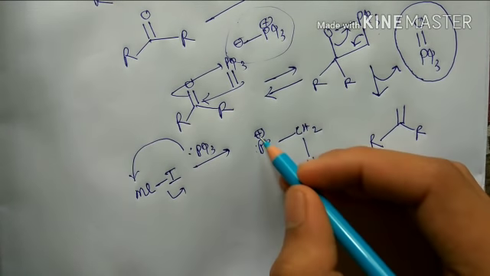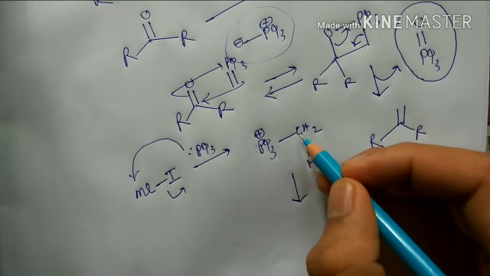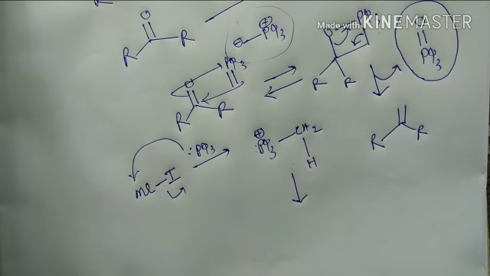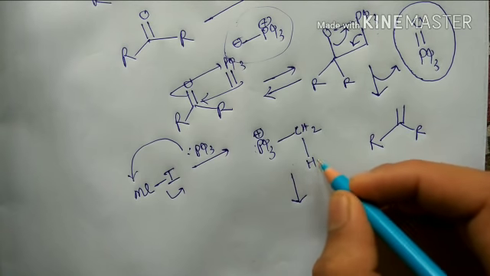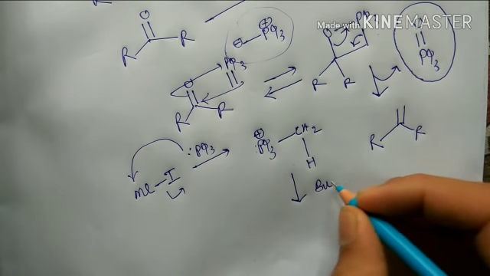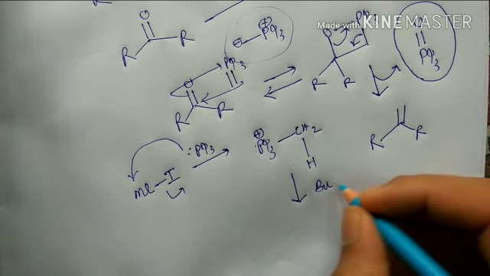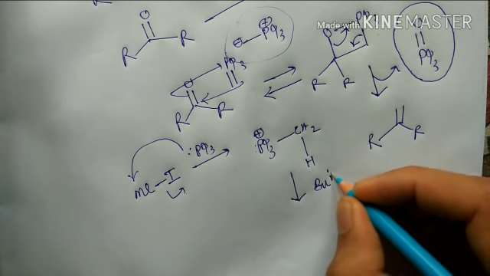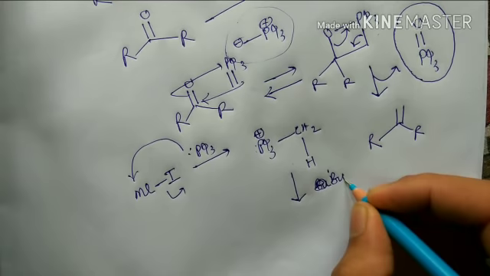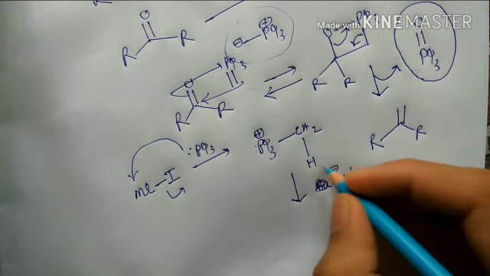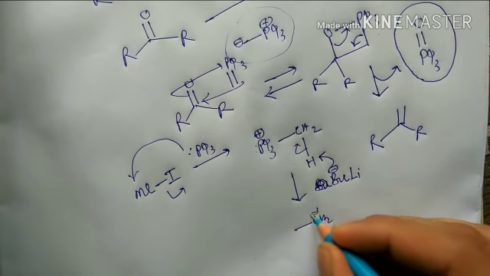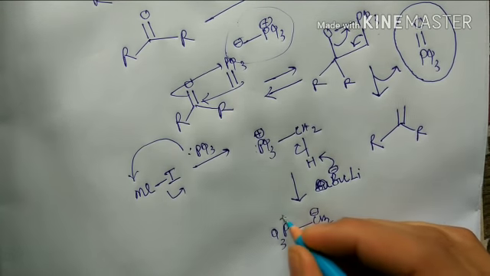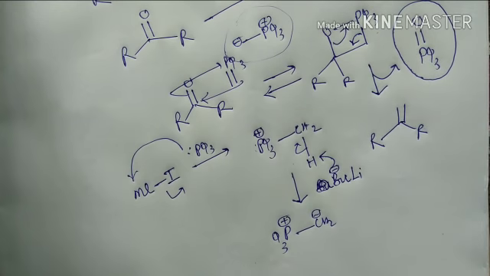Now due to the presence of this positive charge, this carbon atom is also somehow electron deficient, and that's why acidity will be induced in this hydrogen. So when you react it with, let's say, butyl lithium, butyl lithium can take this proton to give you this ylide. So you can see this is a very simple reaction. This is the Wittig reaction.